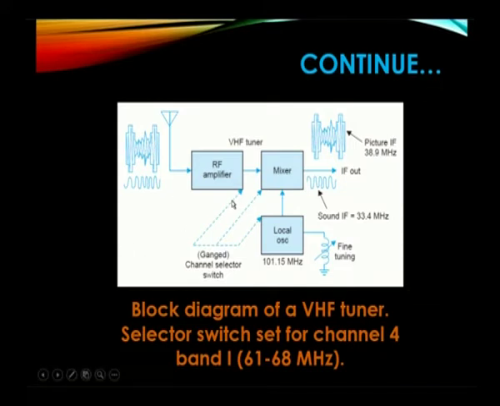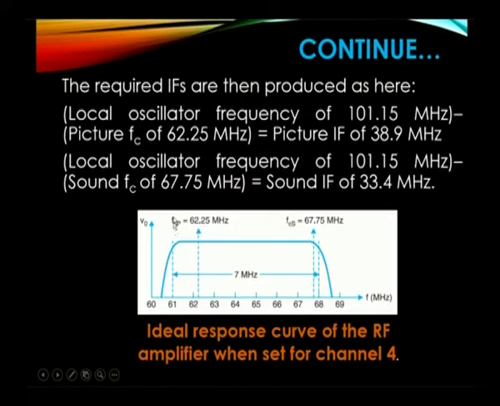If we set for channel 4, we need to tune the local oscillator to a particular frequency of 101.15 megahertz. This is tuned with the help of the fine tuning knob. From the mixer we will get the sound output, that is the 625B standard sound intermediate frequency of 33.4 megahertz. The required intermediate frequencies are then produced.